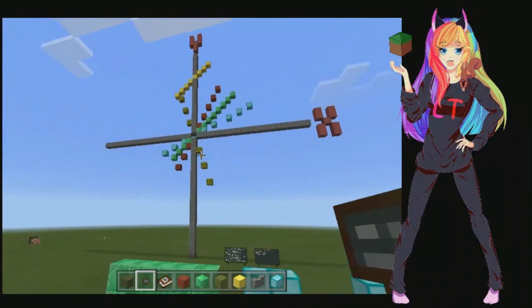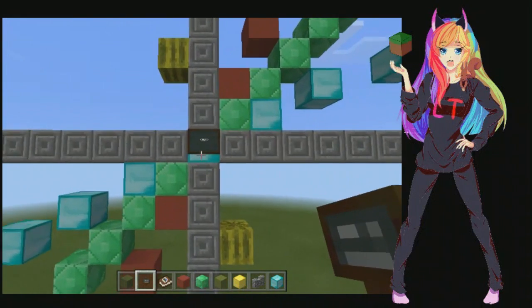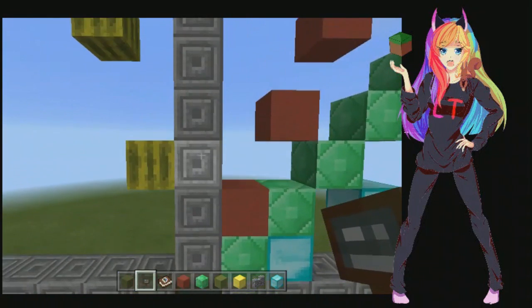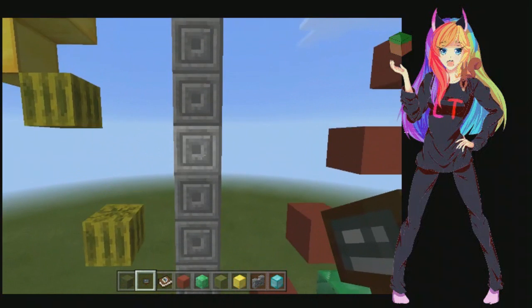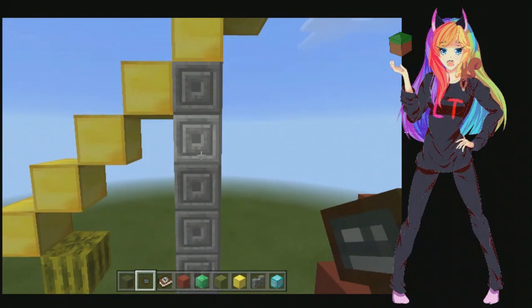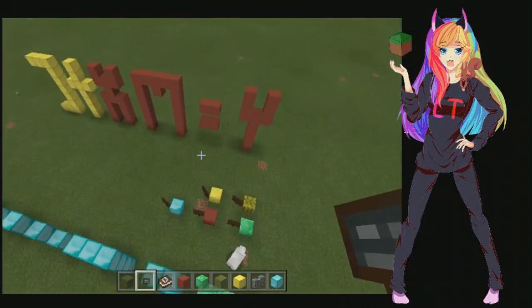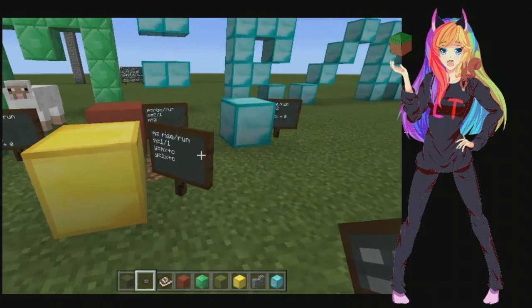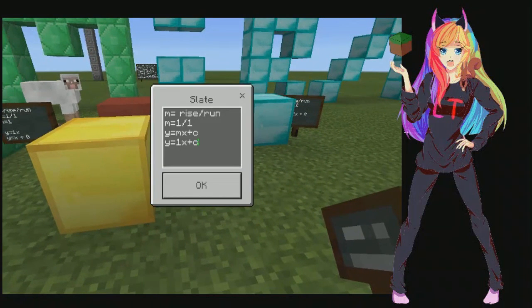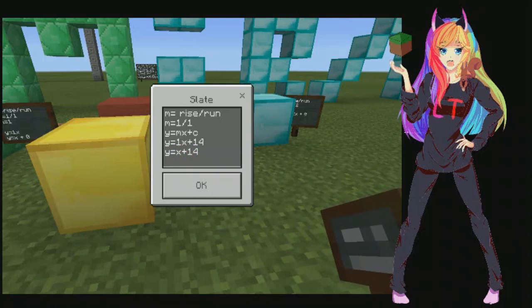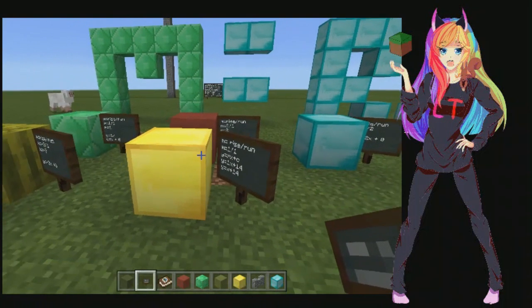Let's go and count. Okay, so that's 0 there. 1, 2, 3, 4, 5, 6, 7, 8, 9, 10, 11, 12, 13, 14. So C is at 14. So we can actually put that number in. 14. We don't really need to have 1 times x there, so let's finish the formula. Y equals x plus 14 is the equation of the line that is represented by the gold.